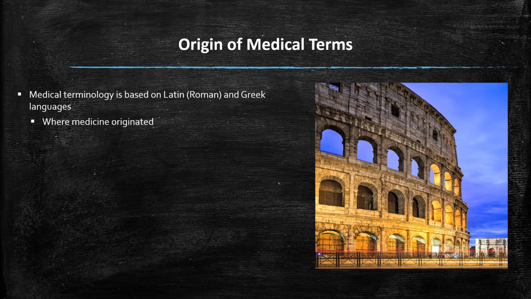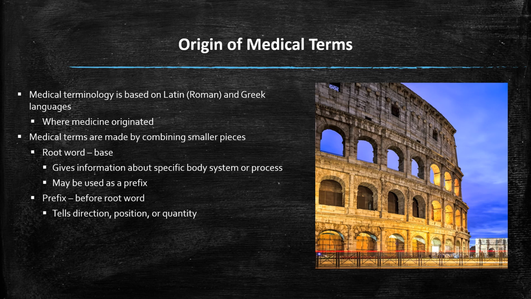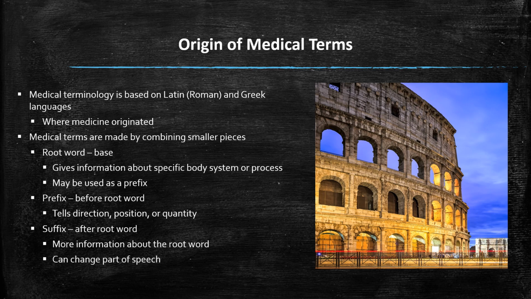Just like most complex words in the English language, many medical terms are made by combining a root word with a prefix and/or a suffix. The root word may also be called the base word and gives information about a specific body system or process. Sometimes a root word may be used as a prefix, which comes at the beginning of the word. Prefixes can tell us directional or positional information or quantify something. On the other hand, a suffix comes at the end of a word and provides more information about our root word and may even change its part of speech.